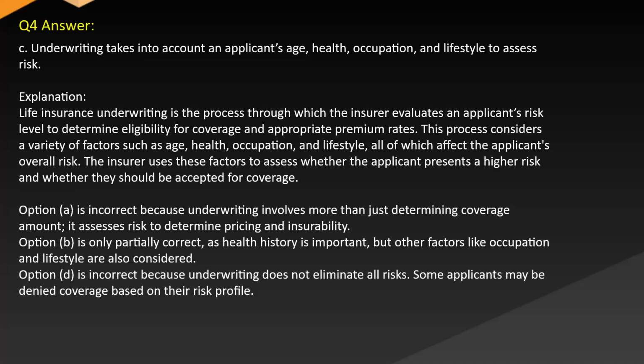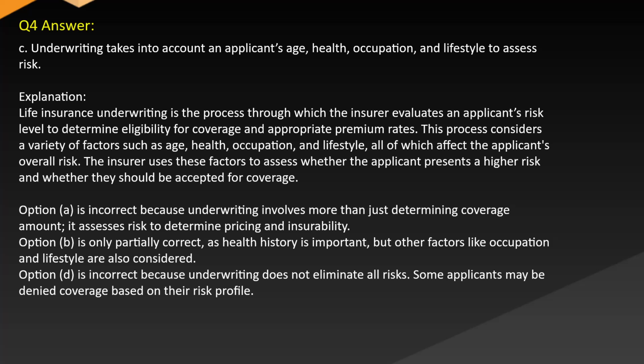Underwriting takes into account an applicant's age, health, occupation, and lifestyle to assess risk. Explanation: life insurance underwriting is the process through which the insurer evaluates an applicant's risk level to determine eligibility for coverage and appropriate premium rates.